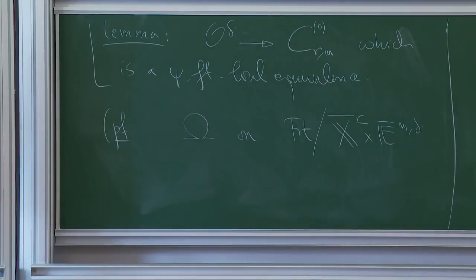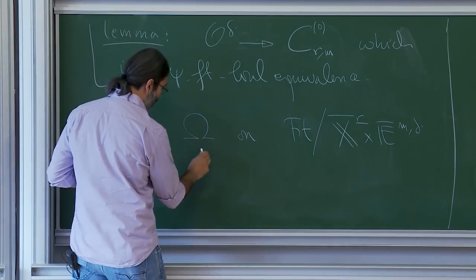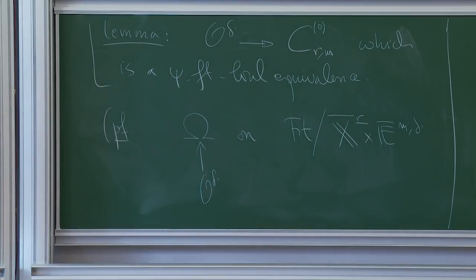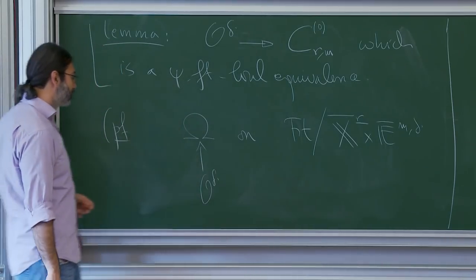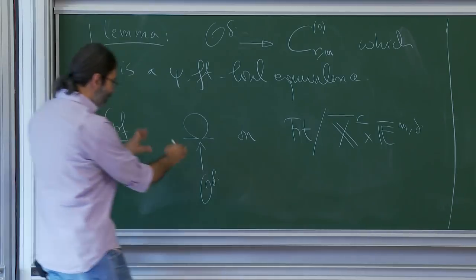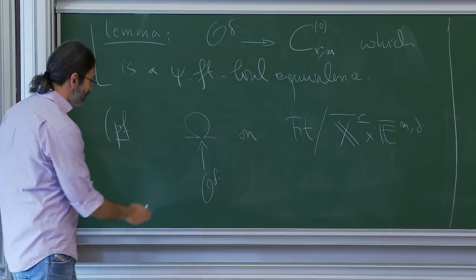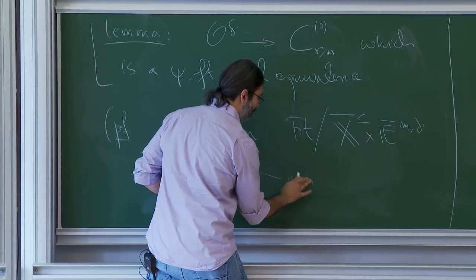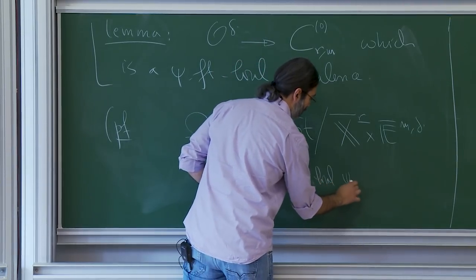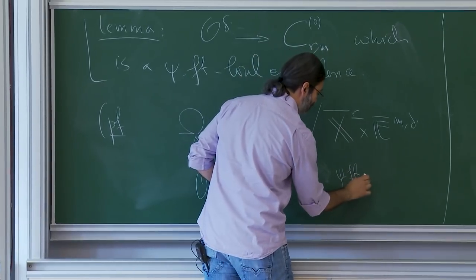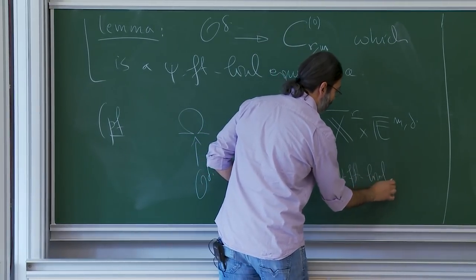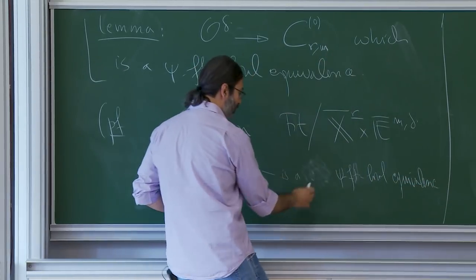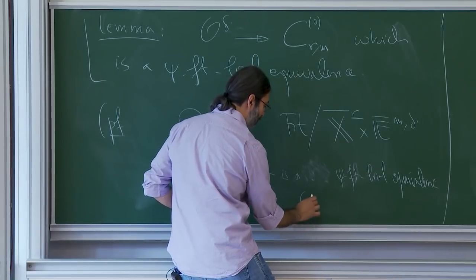Okay. And of course, here we have also a natural map from O delta to omega. This is just the H0 of this complex. So all this is living on this small side. But this is, in fact, as we know, a CFT local equivalence. As I said before, this is just a version of the Poincaré lemma.